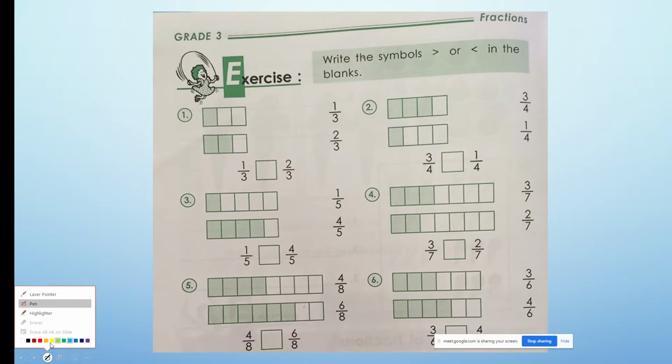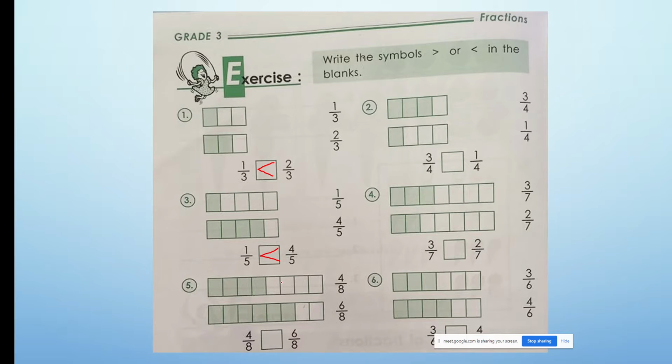Okay. Now, for number 1, you have 1/3 and then 2/3. 3 and 3 as a denominator. So, what is the symbol? More than, less than, equal? Less than. Yes. Next, for this one, what is this fraction? 1/5. And what is this fraction? 4/5. So, what is the comparison symbol? More than, less than? Less than.